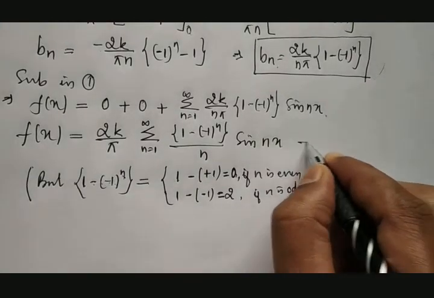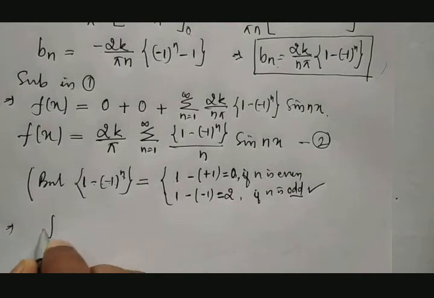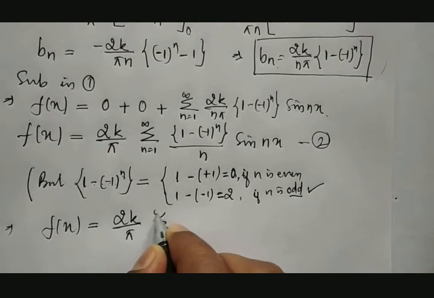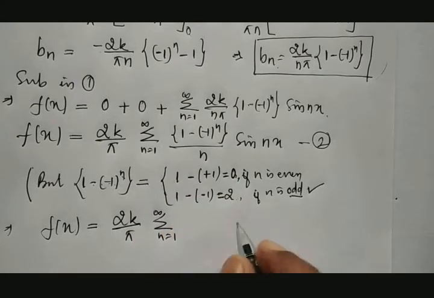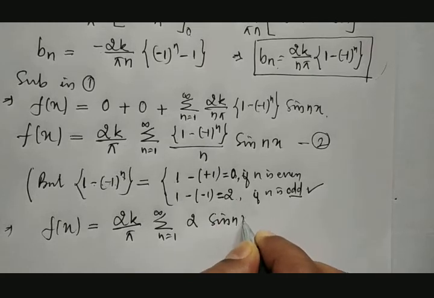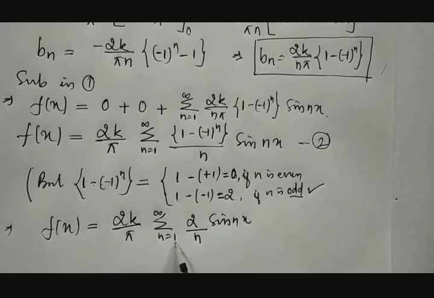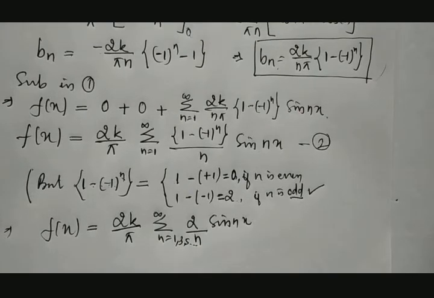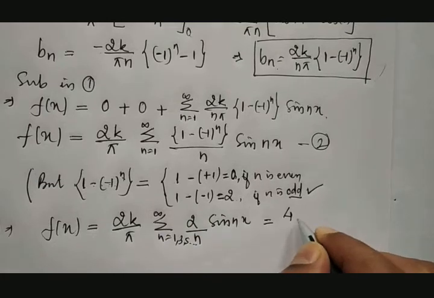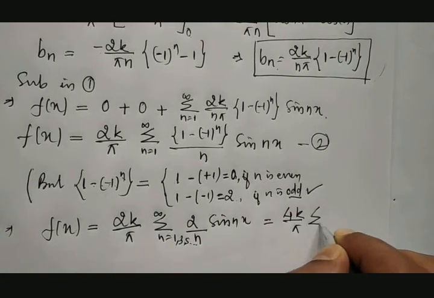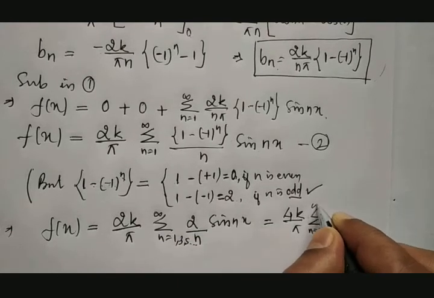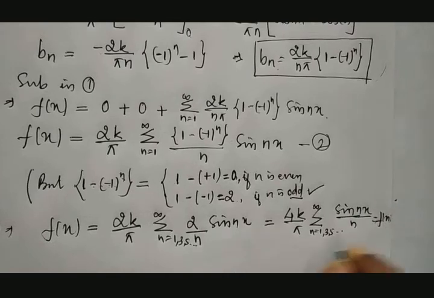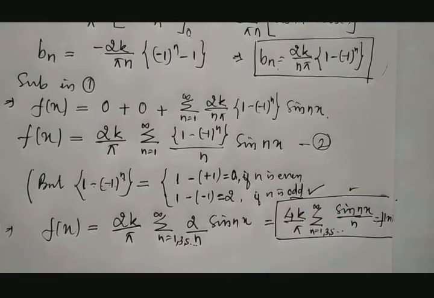Therefore, this result, if I call it as equation number 2, becomes f of x is equal to 2k divided by pi into summation from n equal to 1 to infinity. The value of this bracket is equal to 2 now, 2 into sine nx divided by n. But what kind of n? n is odd. Odd means 1, 3, 5 and so on to infinity. Therefore, this is equal to 2 into 2, 4. 4k divided by pi into summation from n is equal to 1, 3, 5 and so on to infinity of sine nx divided by n. This is the given Fourier series here. This is the required Fourier series.